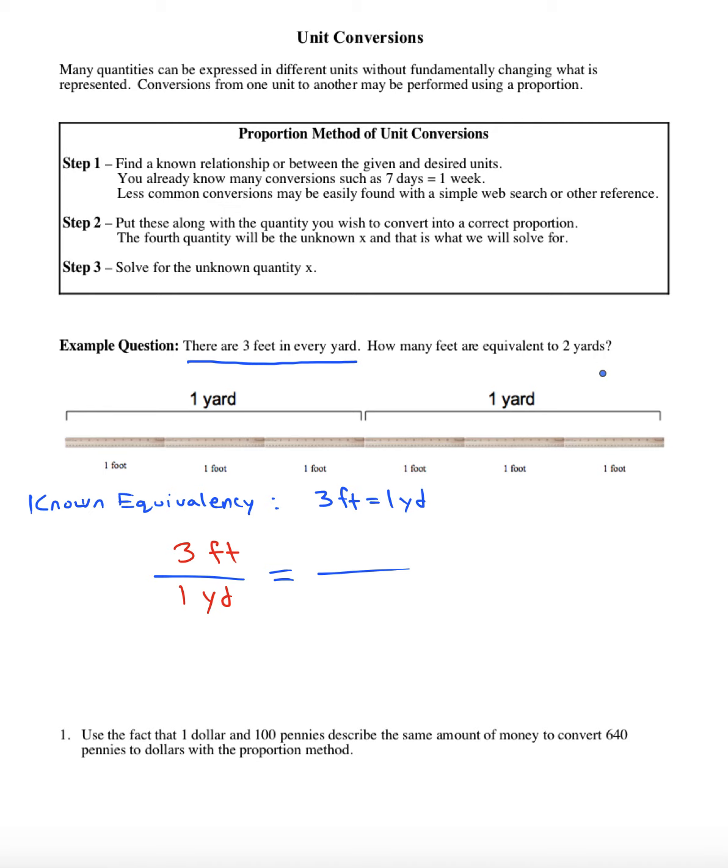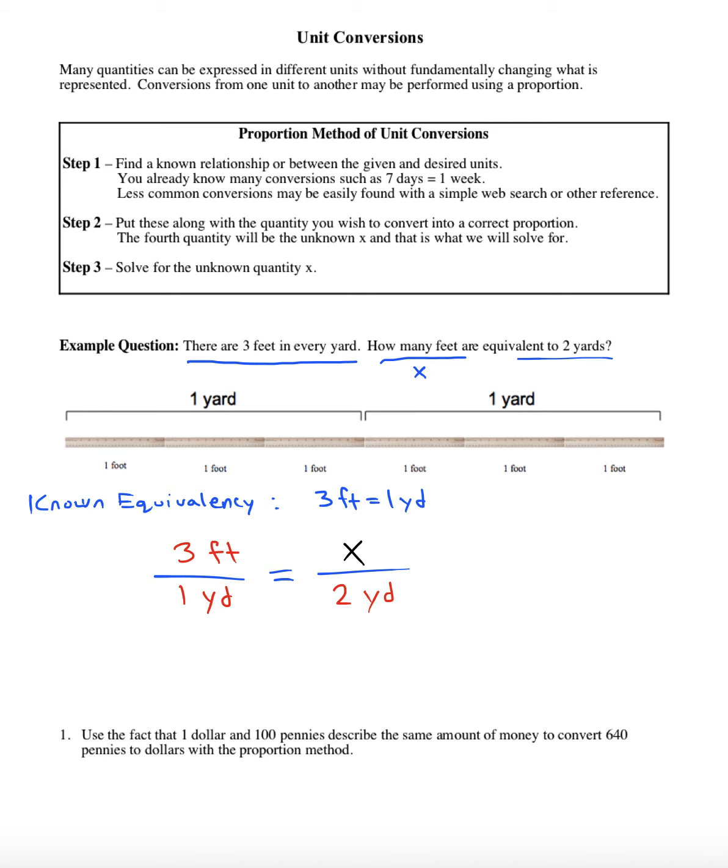Now it's asking us also how many feet, so that's going to be the variable x, is equivalent to 2 yards. So we have to put 2 yards into our proportion, and the question is, should it go on the top or on bottom? The answer is it should go on bottom because we want things which are across from each other to have something in common. What they would have in common is that they're the same units. And then that would leave us with feet on top, which is exactly what we want. So let's go ahead and put an x there.